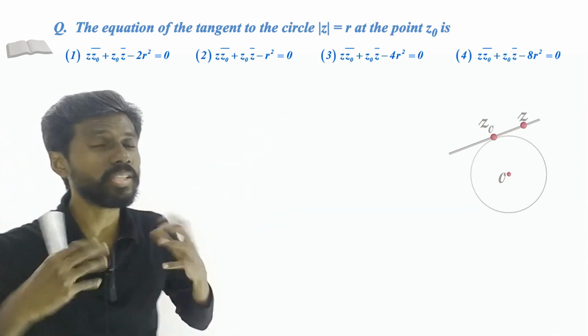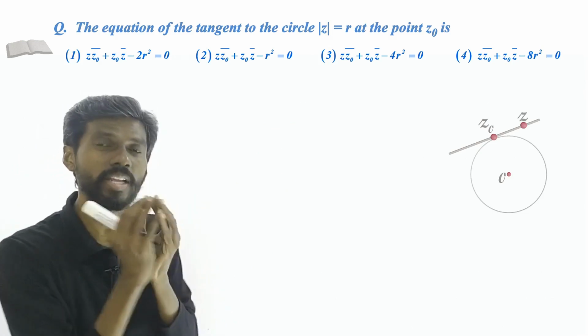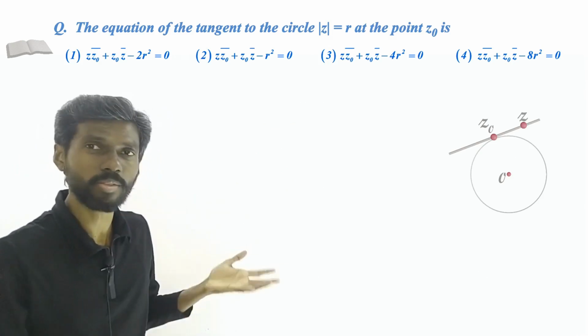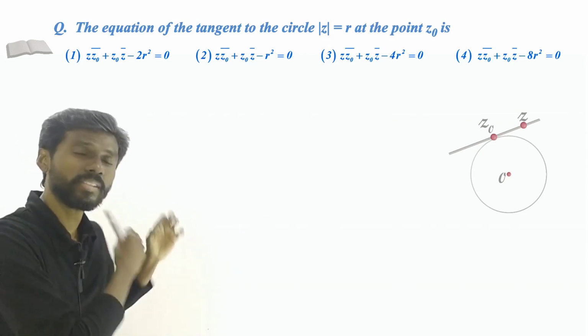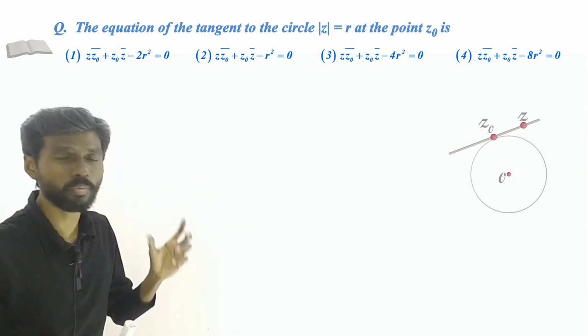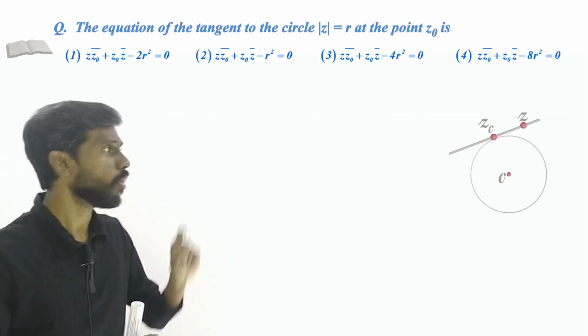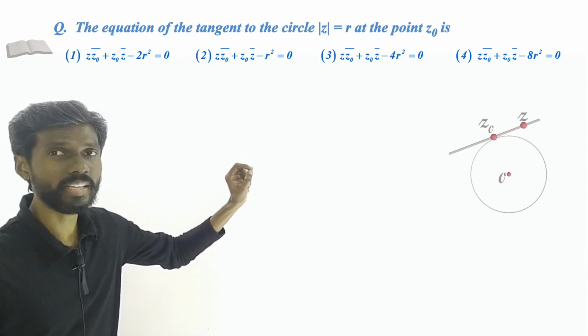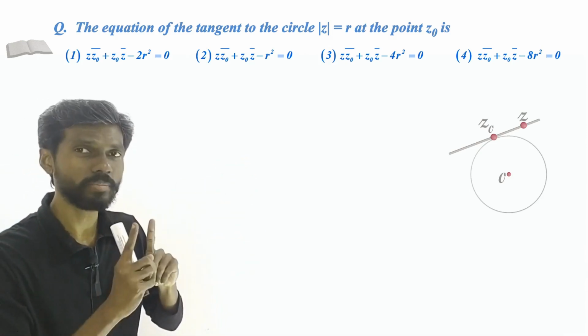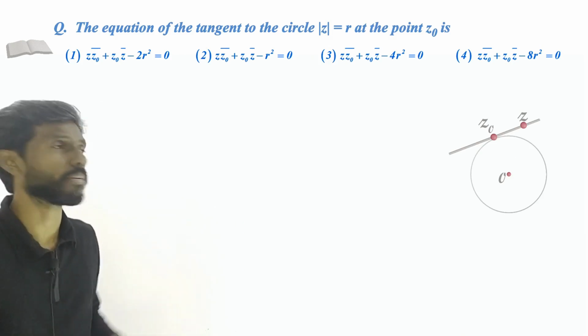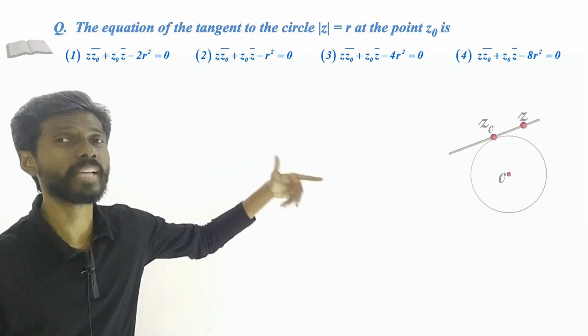What is the condition satisfied by this z? That condition is called the equation of that line. That's all. Because z is not a fixed point, it is a general point, any point on the line. So what do we have? What are the conditions satisfied by z? So first, z0 is a point on the circle. One condition. Okay, done.